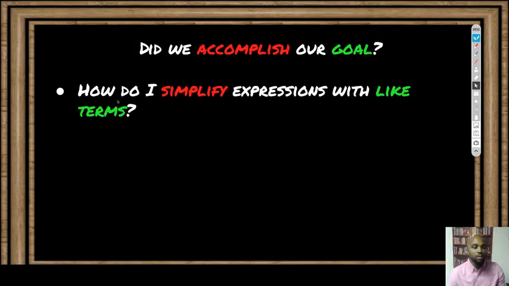Did we accomplish our goal? Absolutely. Our question we wanted to answer is, how do I simplify expressions with like terms? And we just found out all you do is add the coefficients in front of them.